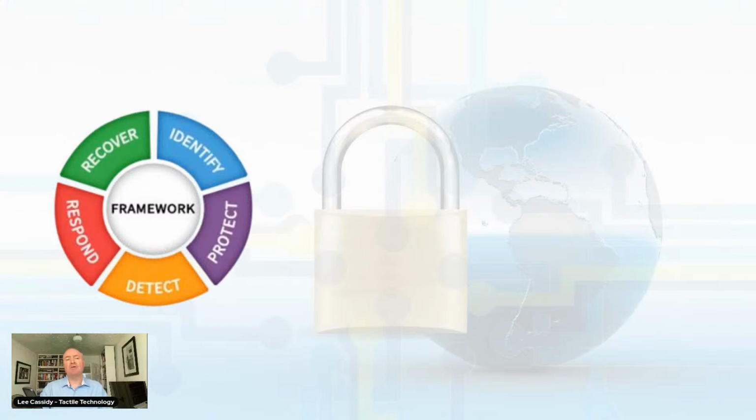So NIST is made up of 5 functions. Each of the functions is important, and beneath each one of those are what we call categories, subcategories, and then there's some informational resources for each one of them. So it breaks it down into subcomponents. But we start off with identify.